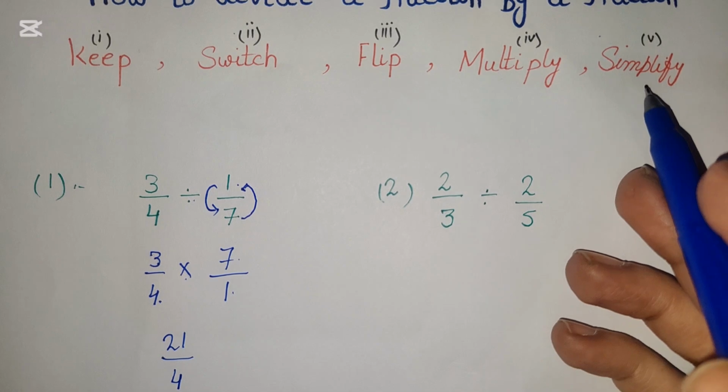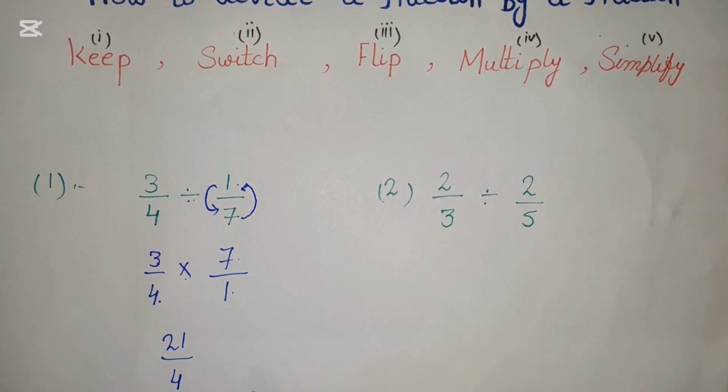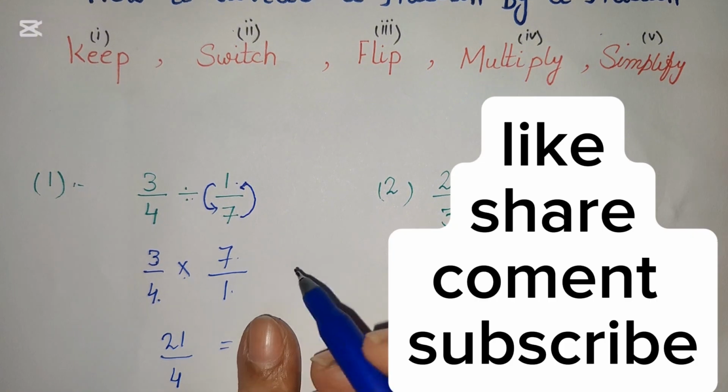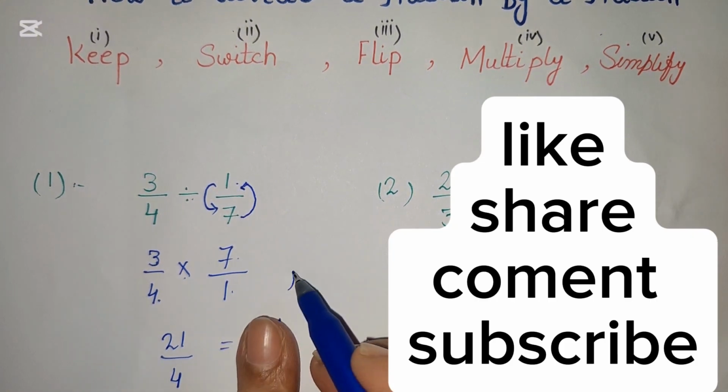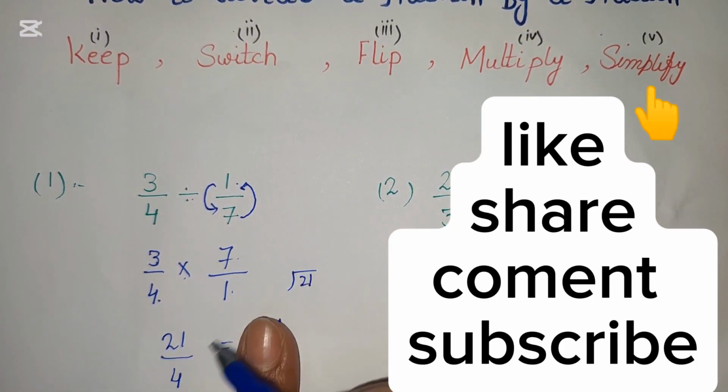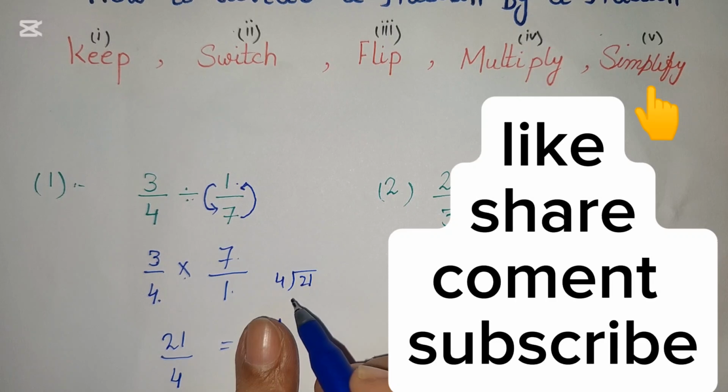So the last step is simplify. We will simplify 21 divided by 4. How will we divide? Simply, we will put 21 inside the division sign and 4 outside the division sign.